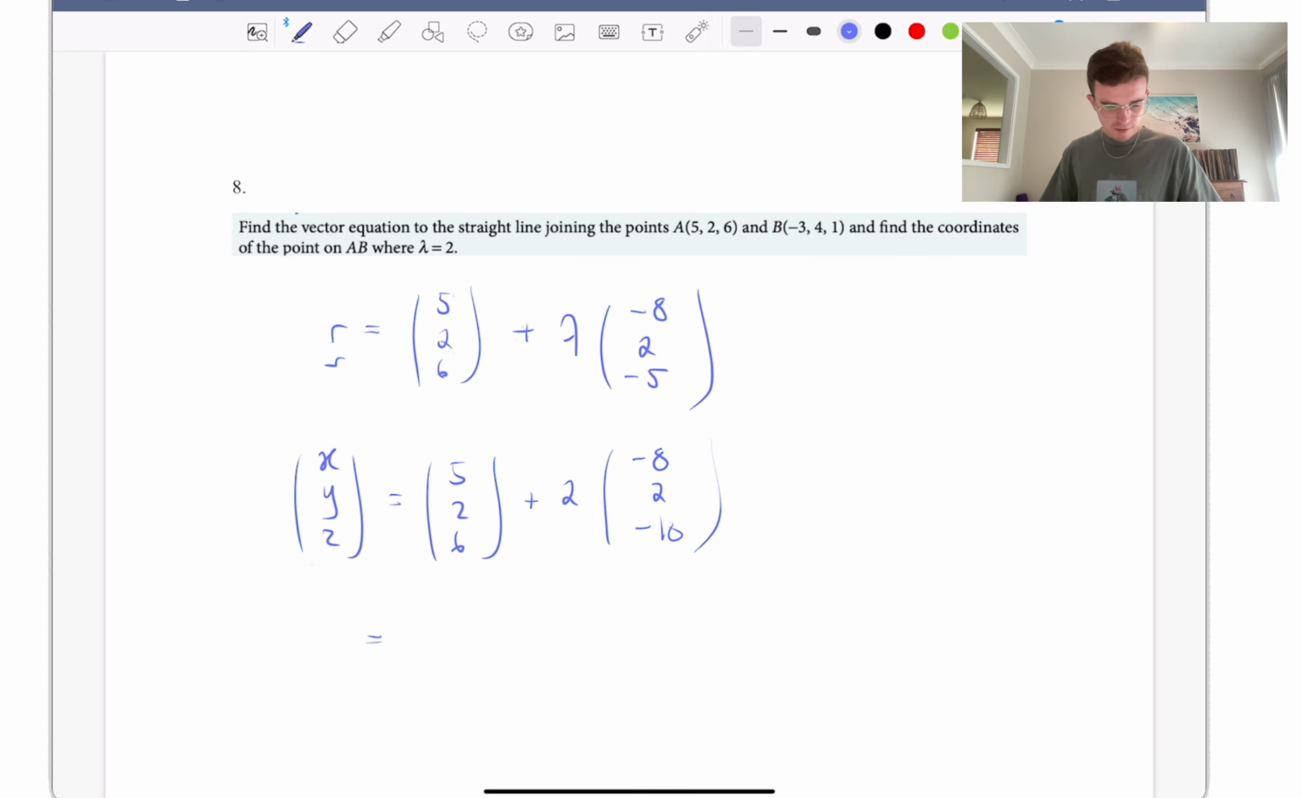So we've got 5 minus 16, which is -11. And then 2 plus 4 is 6. And then 6 minus 20, well, what's that? That should be a -5 there, so 6 minus 10 is -4. So the answer is (-11, 6, -4).